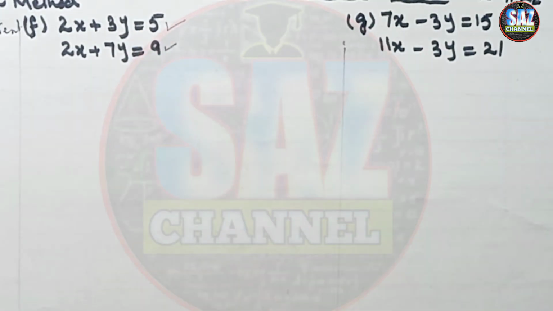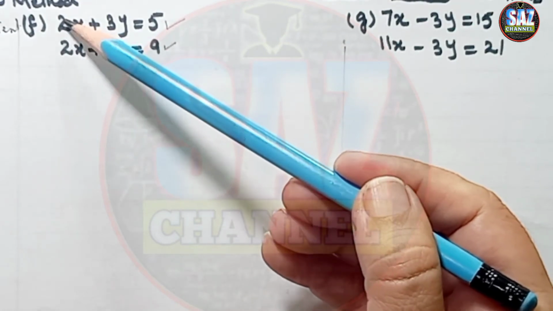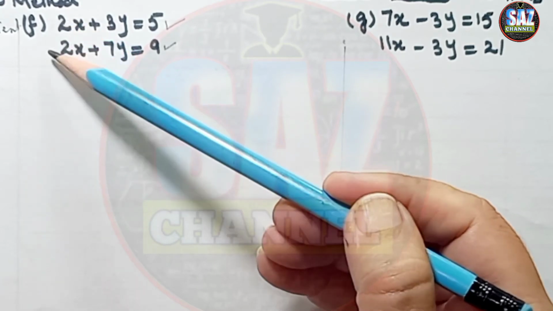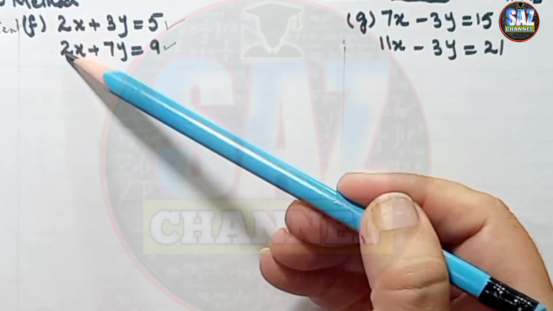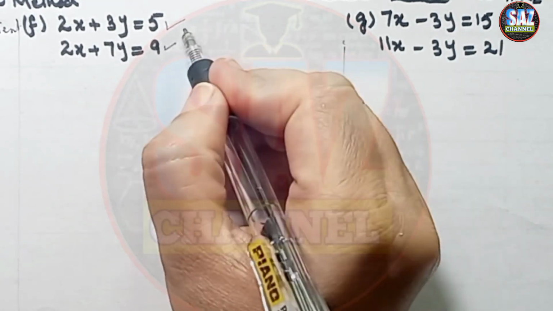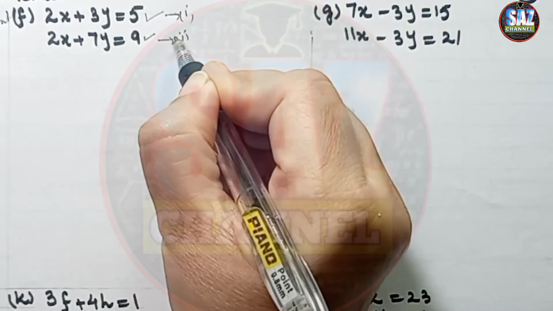Now, if we look at the coefficient of x, both the equations have coefficient 2, with the same positive sign. So same coefficient, same sign. We are going to change the sign of the second equation, or we are going to subtract the equations. So let this be equation 1 and let this be equation 2.